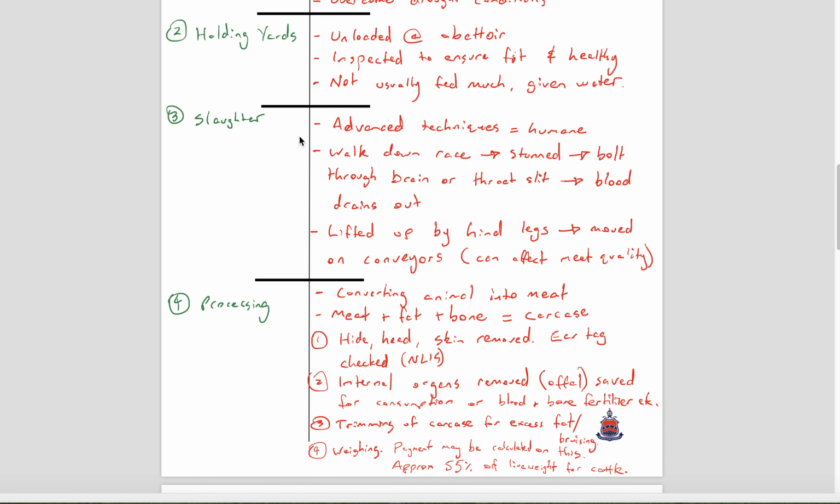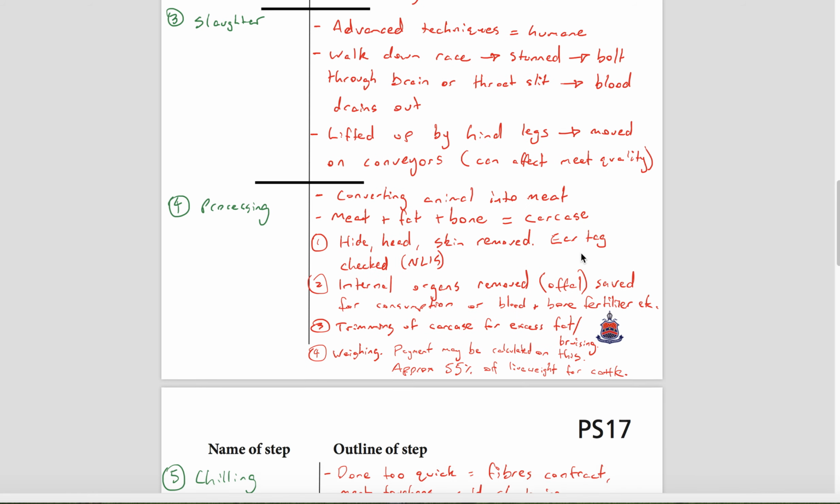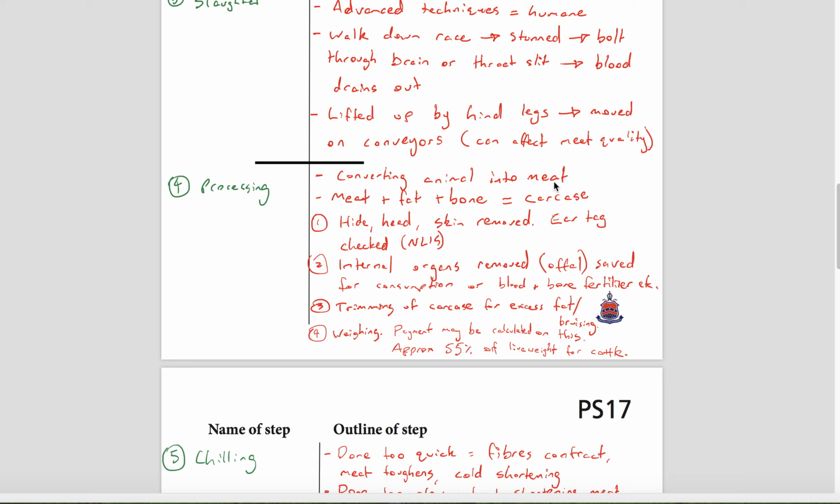Once we get to slaughter in the abattoir, basically we use advanced techniques these days which are considered humane. The animal will walk down a race, they'll be stunned, they'll have a bolt fired through their brainstem, and it basically kills them immediately, and then their throat is slit and their blood drains out so that there's no blood, or not much blood, left in the carcass. It's then lifted up by the hind legs and moved onto conveyors, and how that's done can affect the meat quality.